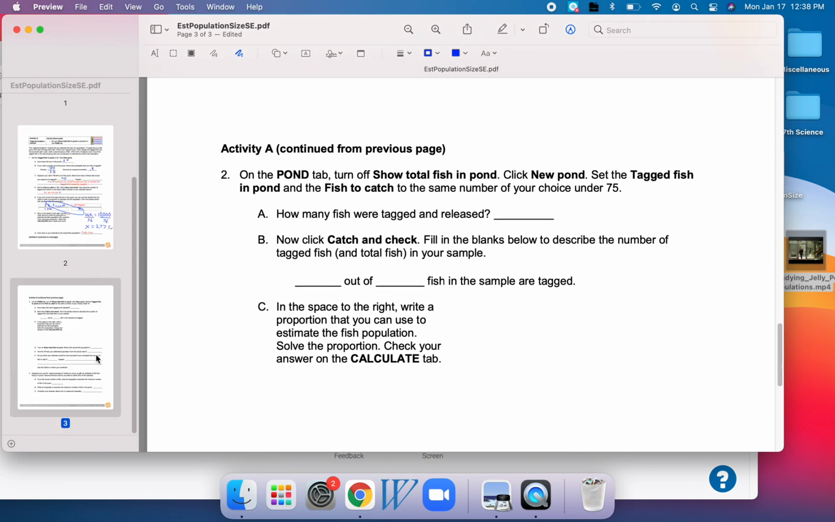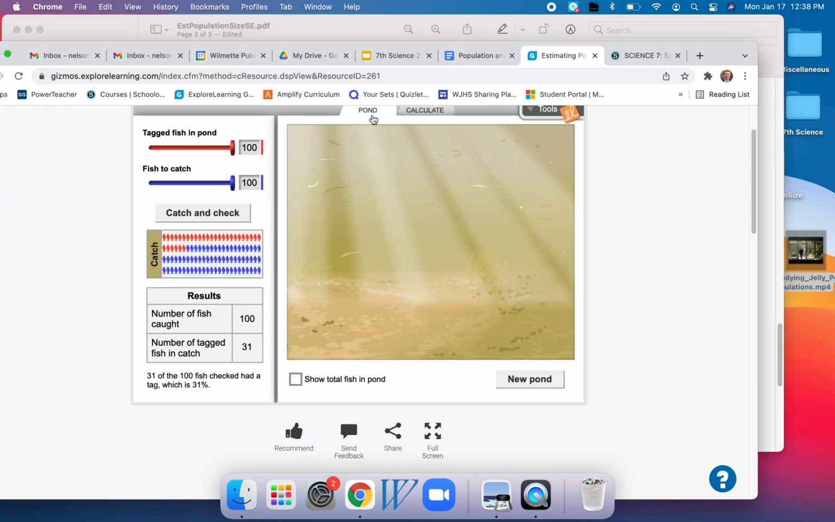What I want you guys to do is try the second page yourself. If you struggle with it, it's okay. Email me. We can Zoom for help. Turn on the pond tab. Turn off show total catch fish. Click new pond. Set the tagged fish in the pond to a number of your choice under 75. So I would say we're going to go to pond. We're going to click new pond.